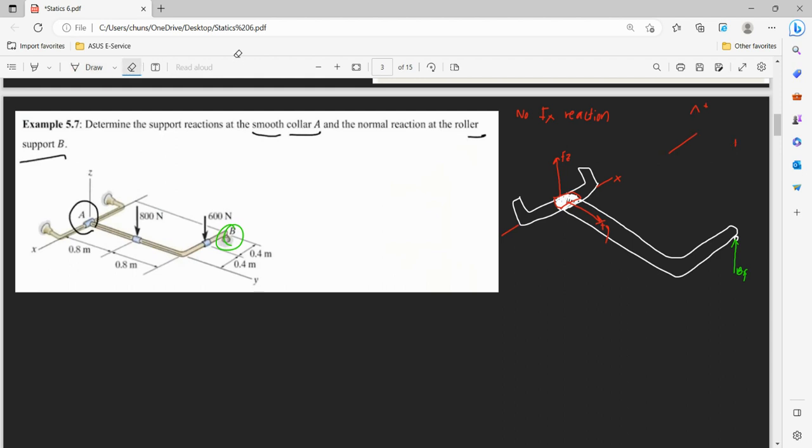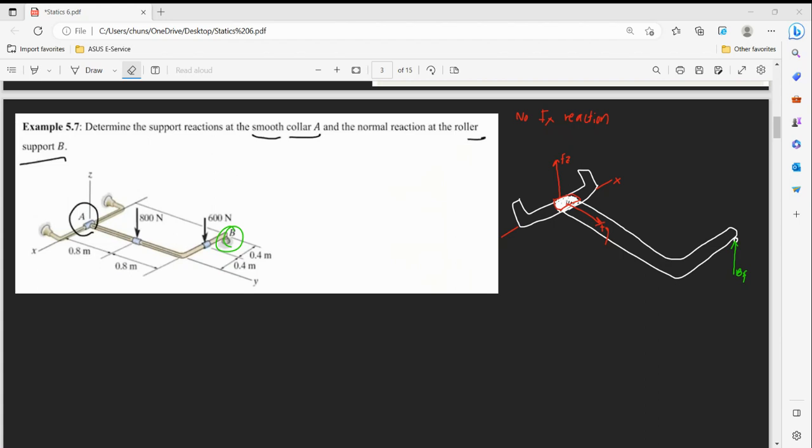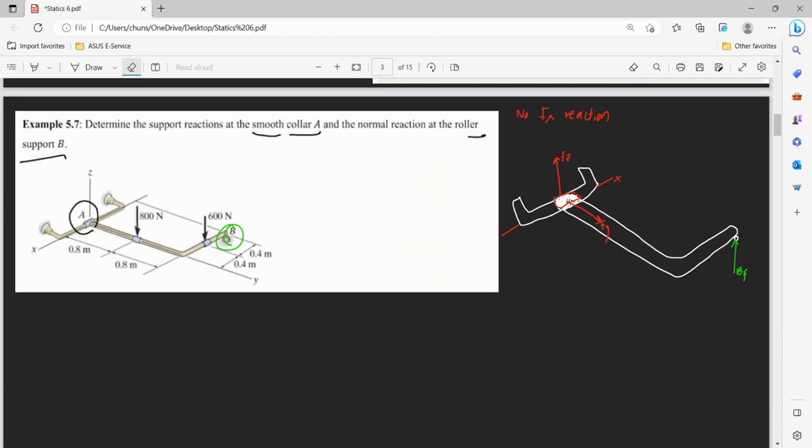So we have 3 unknowns for 6 equations, which means we can definitely solve this. So I'm going to include these in blue, right? And we're going to get started. So let's start with our z direction.